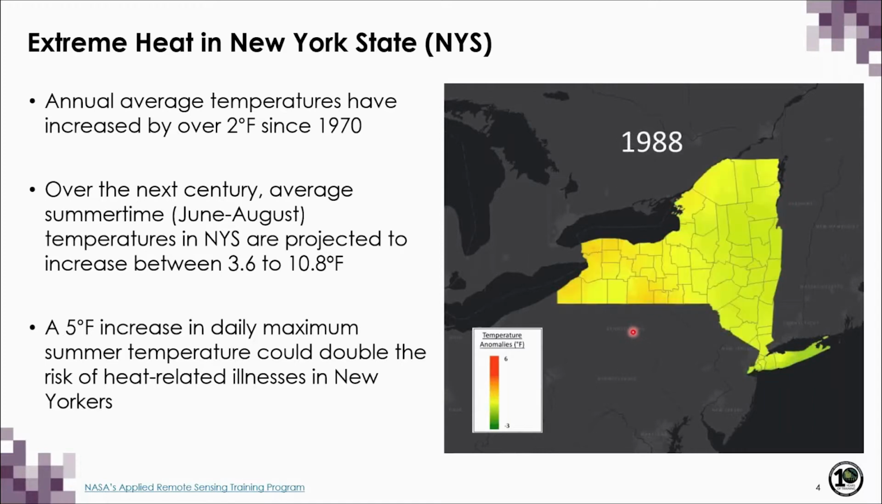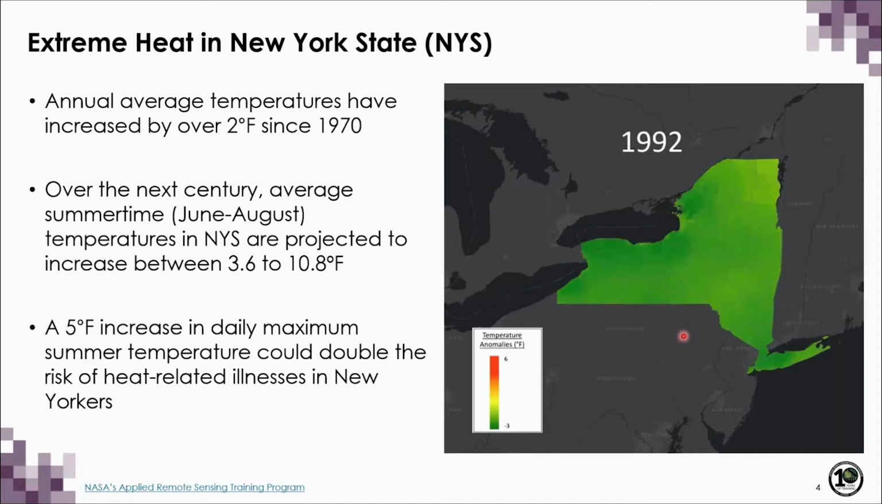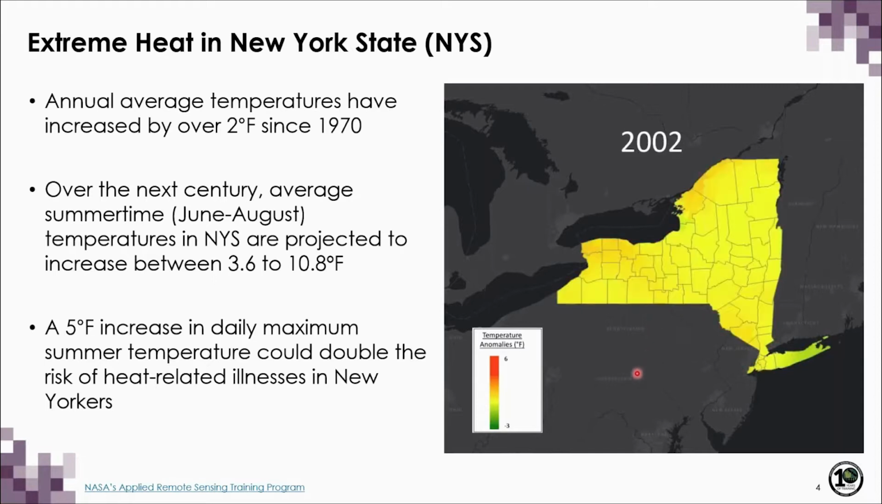So although we do not have frequent heat waves or extreme absolute temperatures in all areas of the state, as compared to the average temperature for that area, the temperatures show a warming trend. So you can see as we go to the more recent years, the map looks hotter or redder. The annual average temperatures have increased by over 2 degrees Fahrenheit since 1970 for almost all of these areas. Over the next century, average summertime temperatures in New York State are projected to increase between 3.6 to 10.8 degrees Fahrenheit for different counties based on specific energy scenarios.